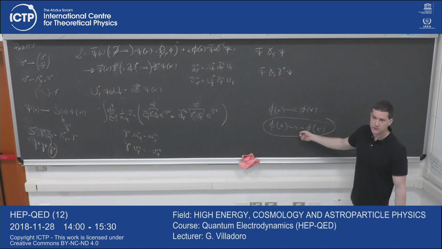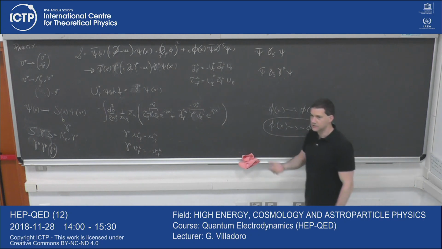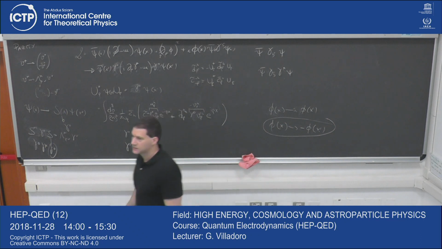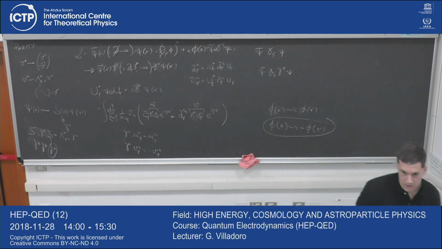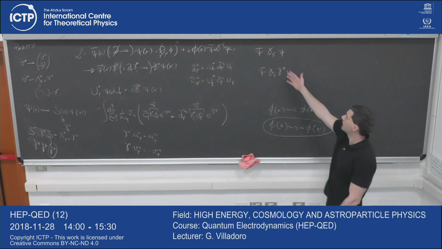You might already have encountered examples. For example, pions are of this kind. Pions are some of the hadrons in the strong interaction. If you want to couple two fermions in this way.